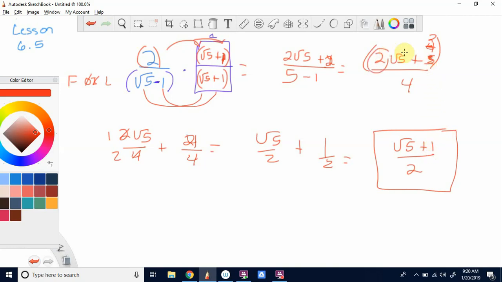Or you could say this term and this term and this term have a GCF of 2, divide all by 2, and you get square root of 5 plus 1 over 2. So you get the same thing, it's just what makes sense to you. All right, pause it, do the guided practice 6, and we will see you at the next lesson.